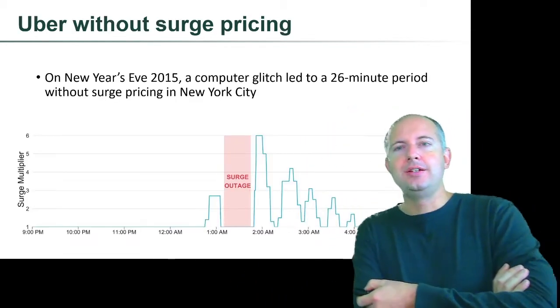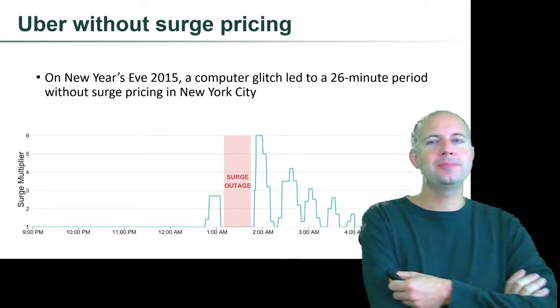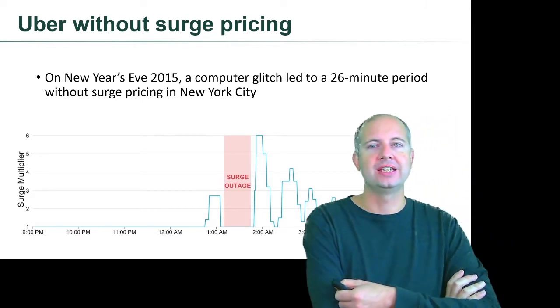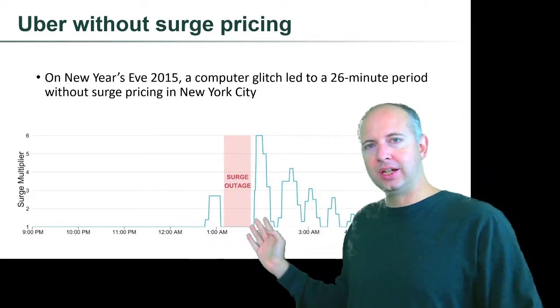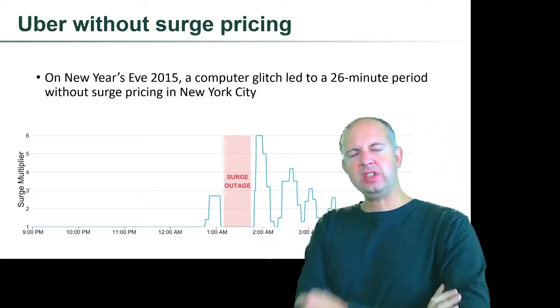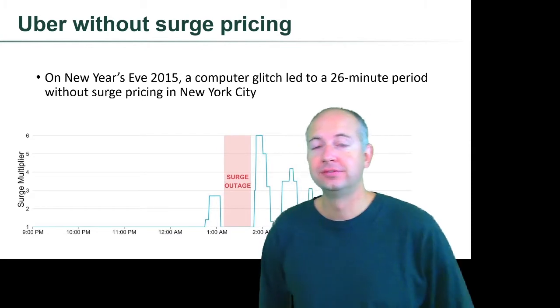Well, on New Year's Eve 2015, a computer glitch led to a 26-minute period without surge pricing in New York City. So you notice it happened from a little after 1 a.m. to almost 2 a.m. This is an hour after the ball drops. There's tons of people wanting to leave.